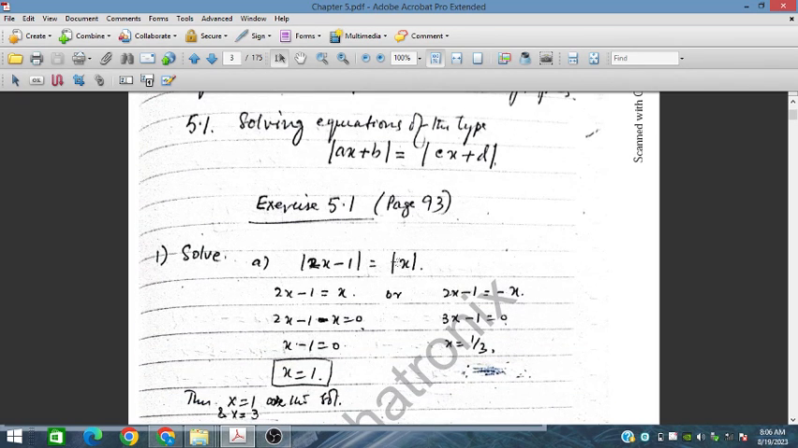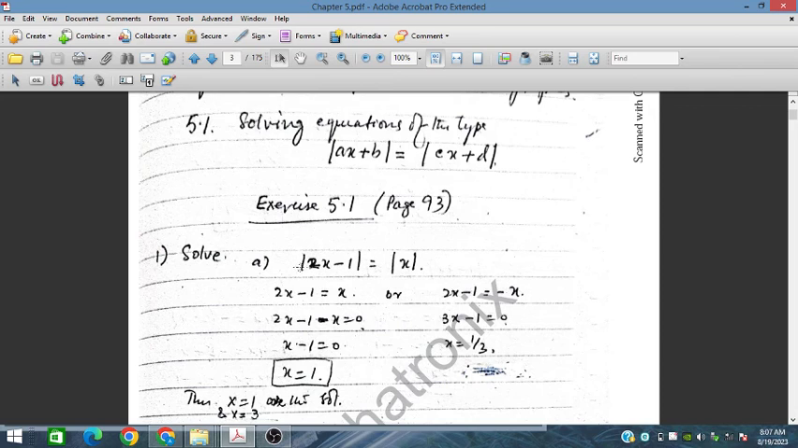This is a modulus value. Here we also have a modulus value. So 2x - 1 is equal to x. If we open this modulus, it becomes plus minus. So this is plus, this is minus. Now solve this. 2x - 1 is equal to x.